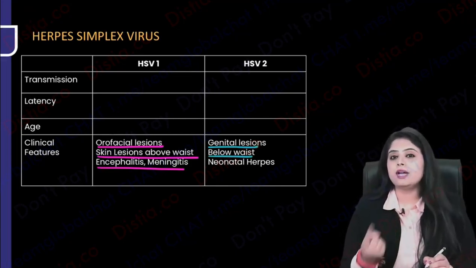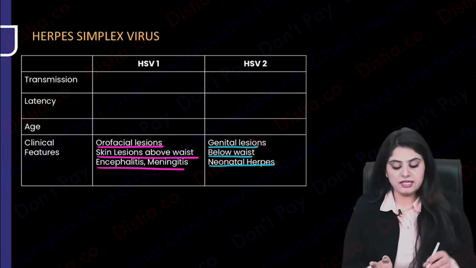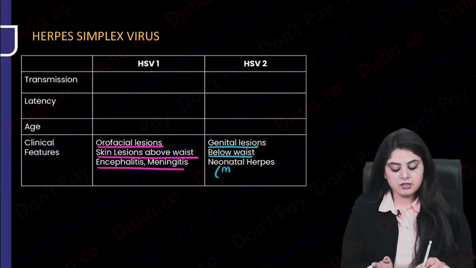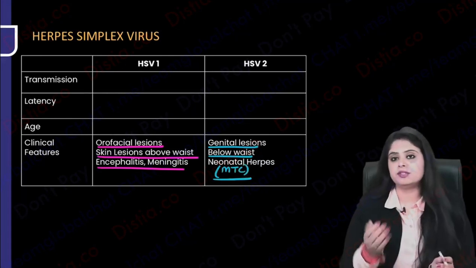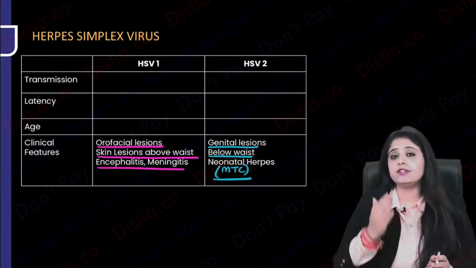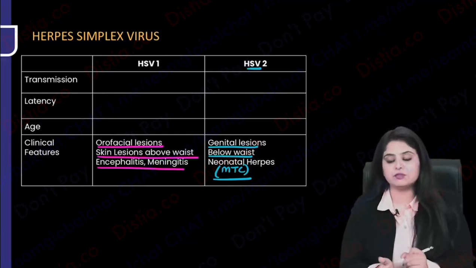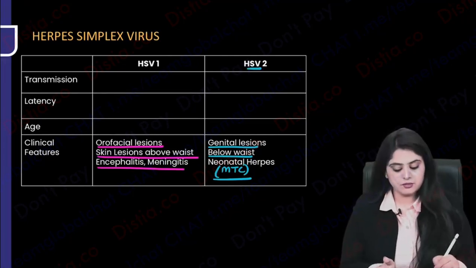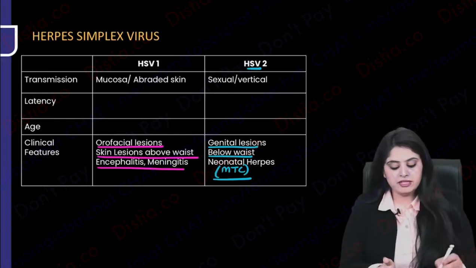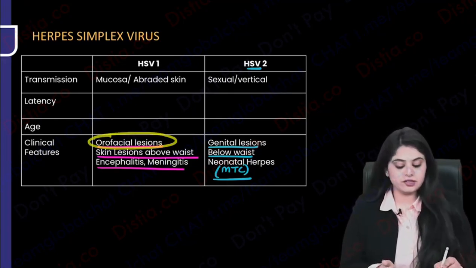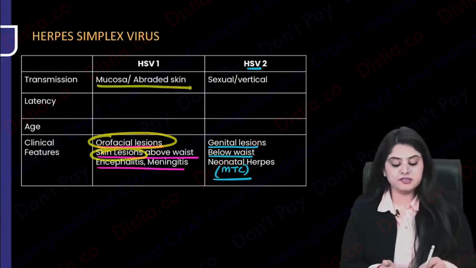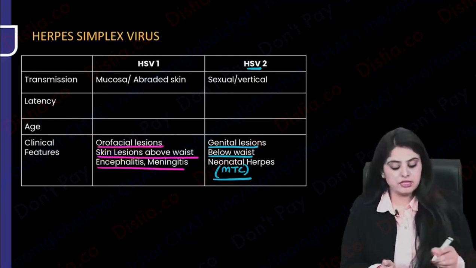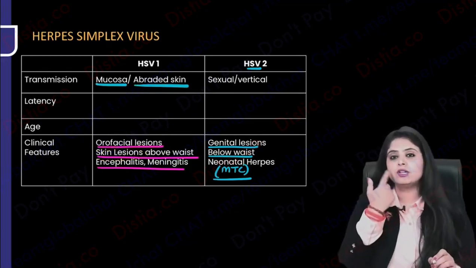Also, mother to child means neonatal herpes. Anything that has gone from mother to child, through the intrauterine or vaginal tract, is also HSV2. So anything below the waist, including neonatal, is going to be HSV2. Now tell me the transmission of these two. If you're talking about orofacial lesions and skin lesions above the waist, this means the entry has either been the mucosa or the skin.